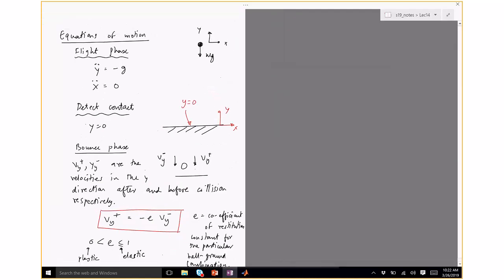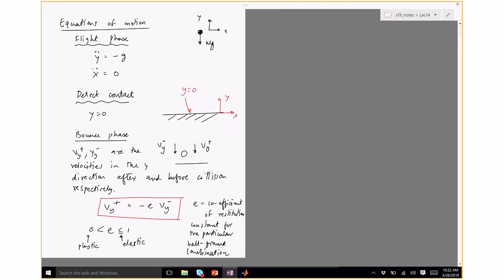What we have done is describe in one page all the equations which we need in MATLAB to simulate the ball bouncing. A few details about the simulation: eventually we want to put everything in MATLAB. Some of these things we've done, like modeling the flight phase. Let me write the part in MATLAB quickly and then show you how to do it. One thing I have not discussed so far is how to detect contact.